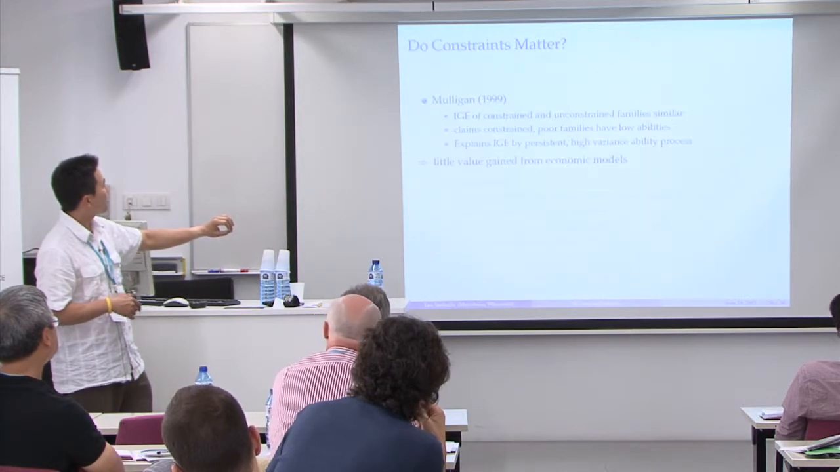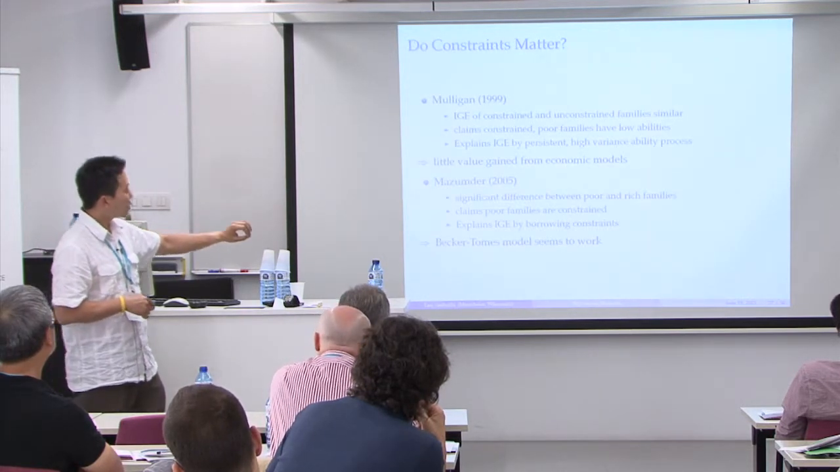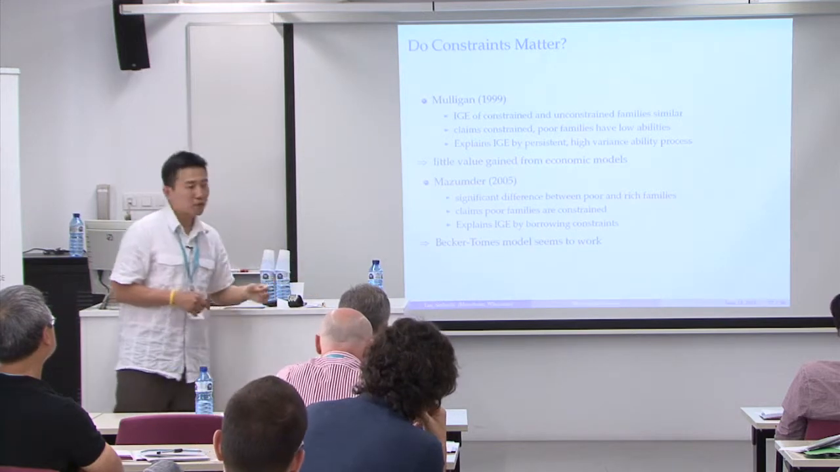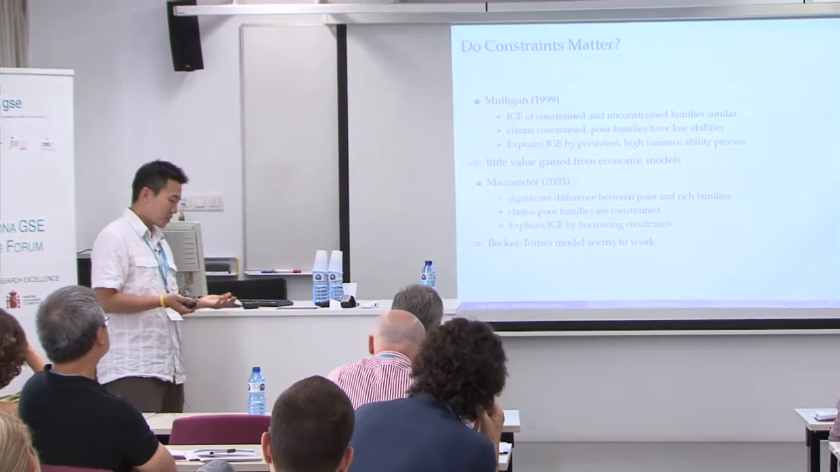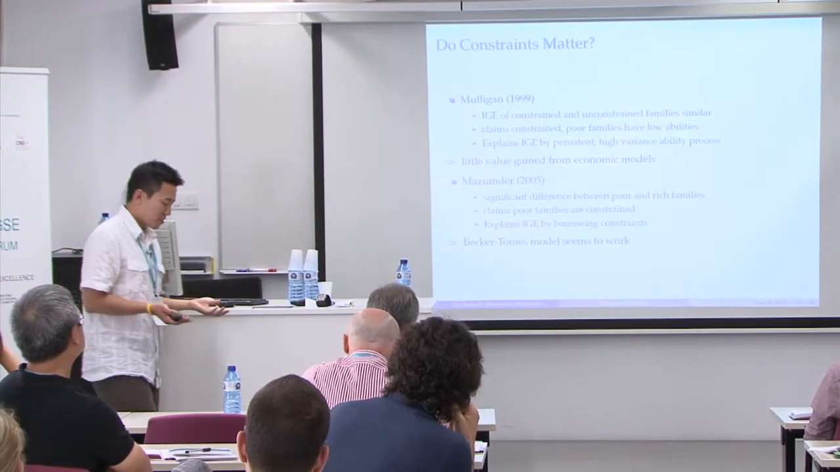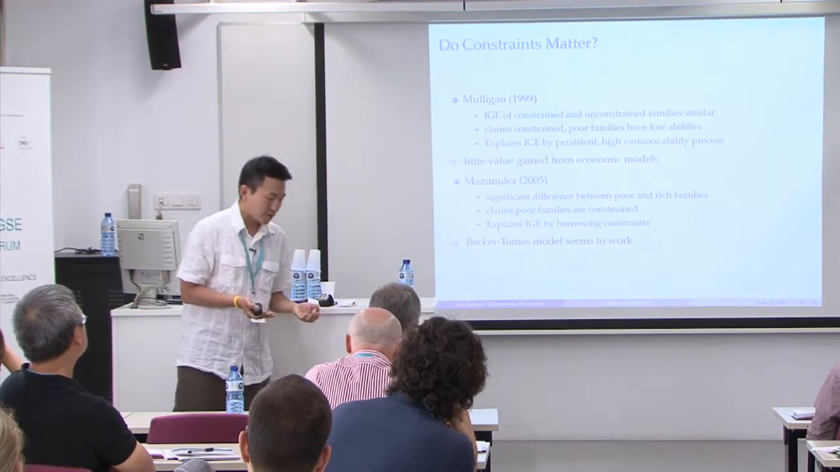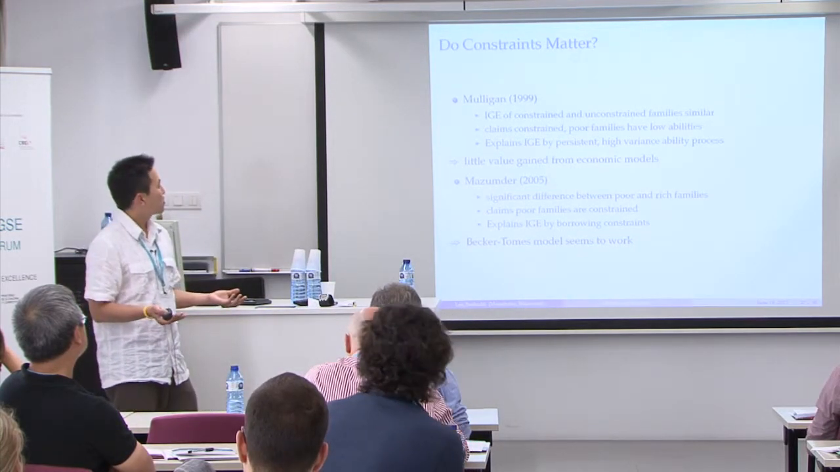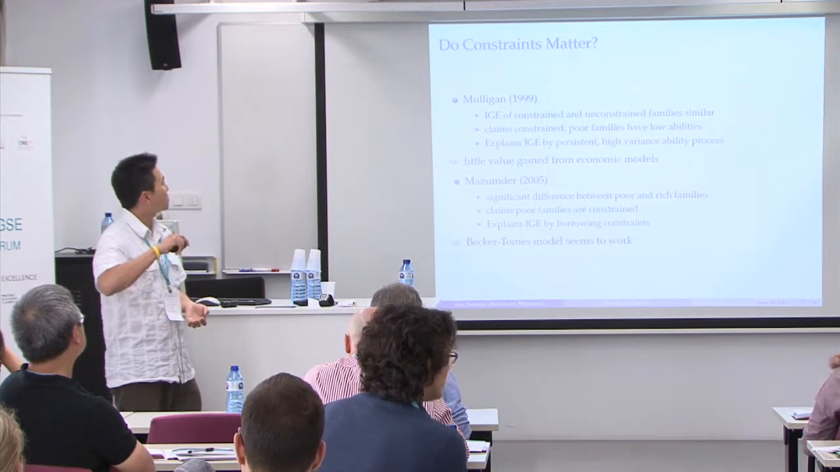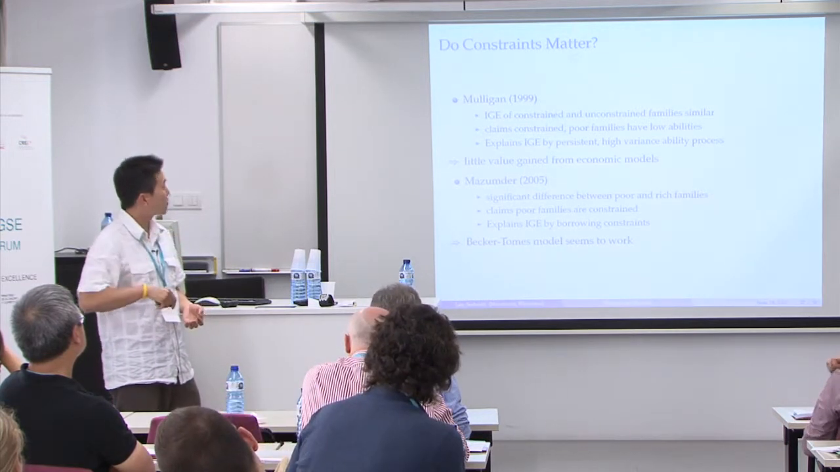Okay. So one thing that I talked about in the beginning was this implication of the Becker-Tomes model. It seems that the Becker-Tomes model in itself, when you look at a 2-period OLG model, is not able to say anything about the data at all, because when you look at the constrained versus unconstrained families, the level of persistence seems to be more or less the same. And this is pointed out in this nice paper by Mulligan.